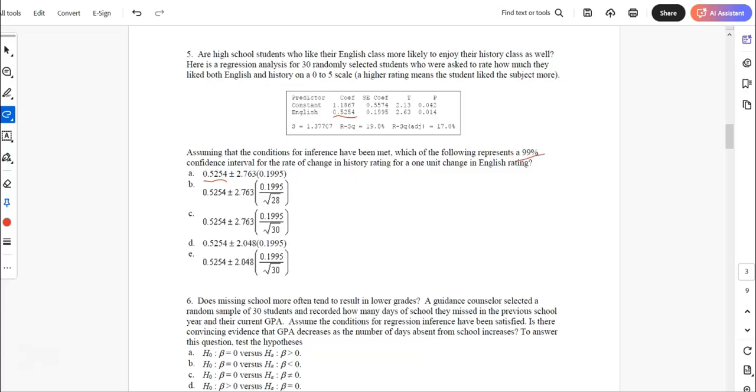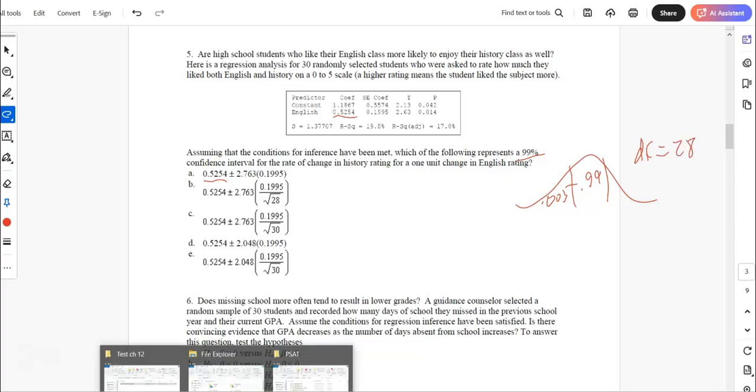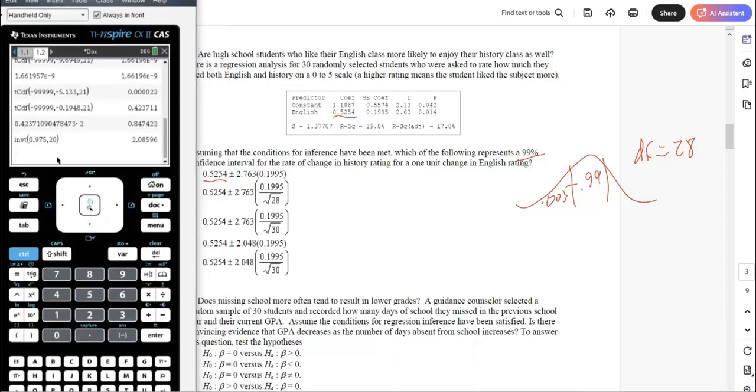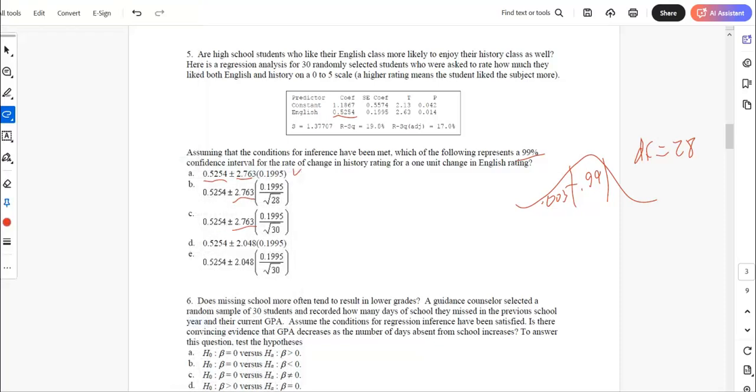Let's definitely do this one on here. So 0.99, so this is 0.005. Degrees of freedom would be 30 random, so 28. So get your calculator out. Let's do that one. So inverse t of 0.995 comma 28, 2.763. So it's one of these guys. It's got to be that one.